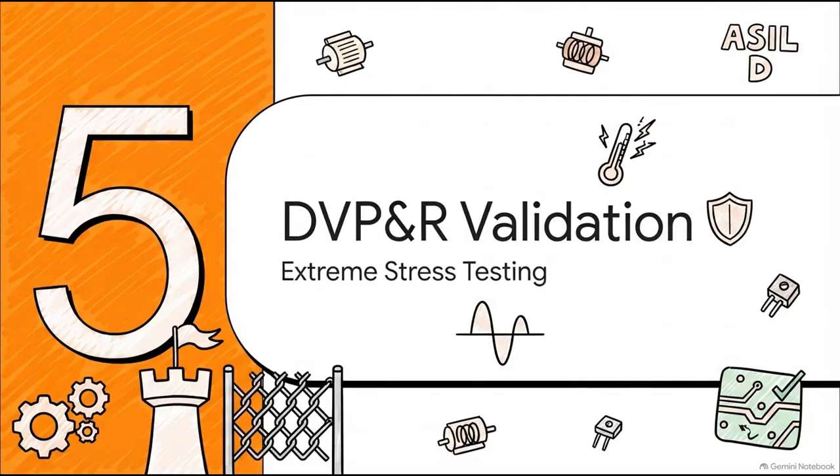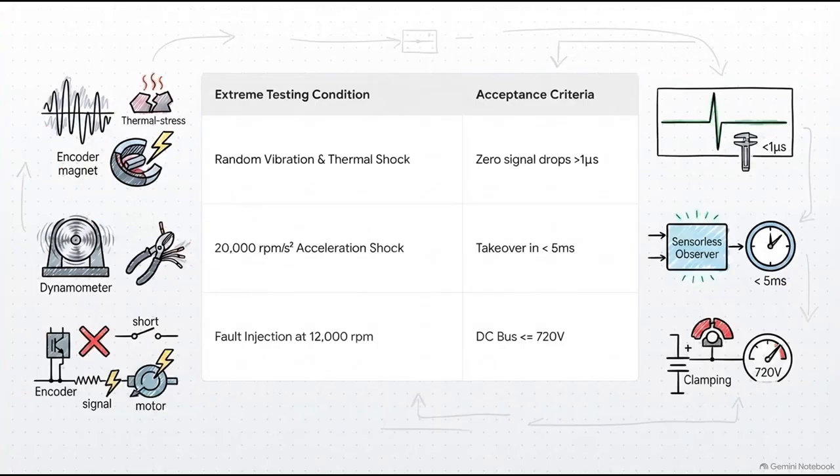Finally, the last line of defense, Section 5, DVP&R production validation, extreme stress testing. So we've designed the perfect system and we built it flawlessly. Now, we enter the extreme testing phase, where engineers deliberately try to break the system in brutal ways to prove it literally can't be broken. It's the ultimate gauntlet. First, they subject the system to 500 hours of brutal, random vibration alongside extreme thermal shocks. The acceptance criteria? 0. Absolutely 0 signal drops lasting longer than a single microsecond, and no demagnetization whatsoever.